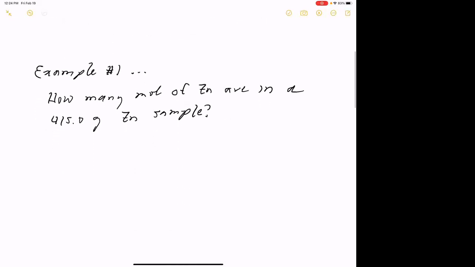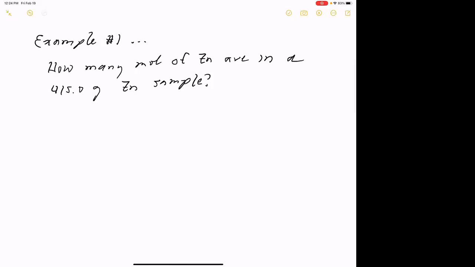So now what we want to do is see how we might use them. Our first question here, and this is just an example question, I'll give you guys a moment or two to copy it down while I read it out, is how many moles of zinc, and we're talking about just zinc atoms here, zinc metal, are in a 415.0 gram zinc sample. So we're going to assume here that this is pure zinc. And I want to know how many moles of zinc are in this gram quantity. I have a conversion for that.